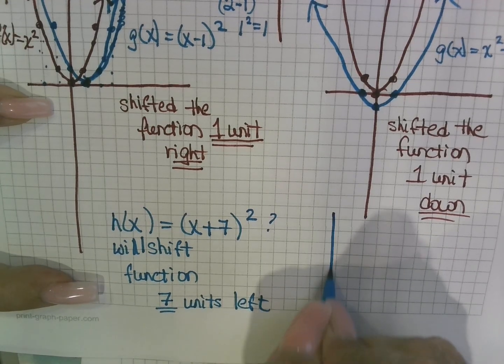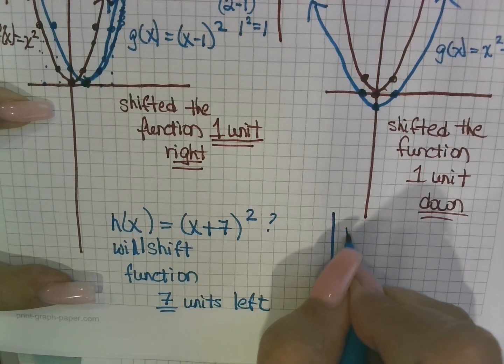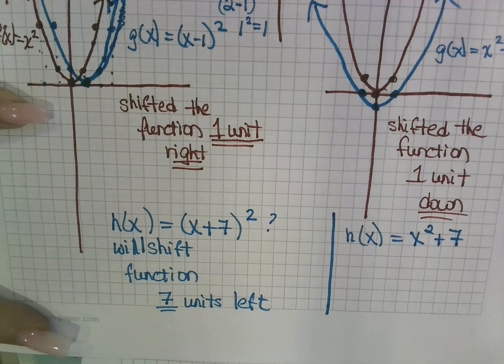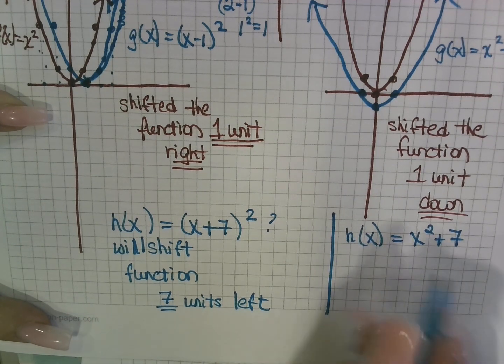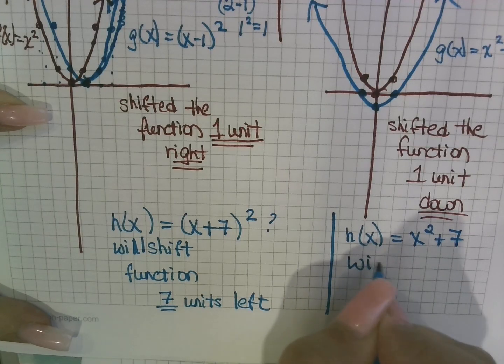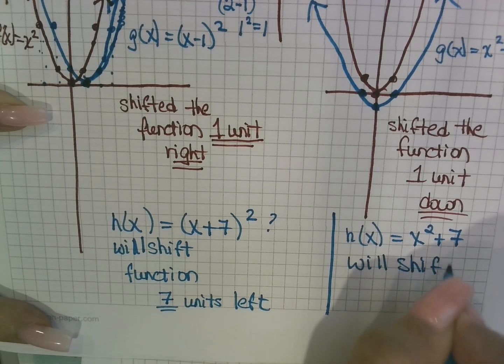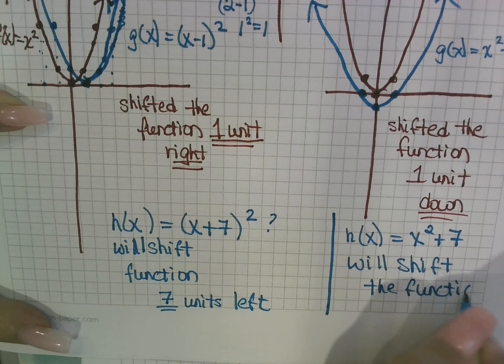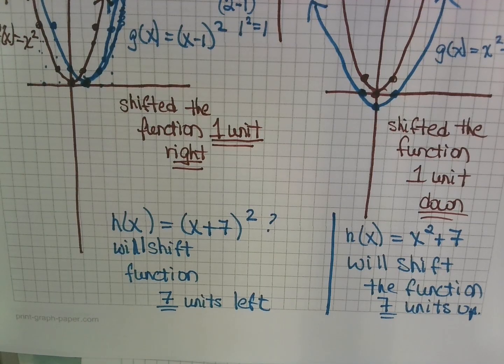Well, what about if we had h of x equals x squared plus 7, where the plus 7 is outside the function? If you answered, it will shift the function 7 units up, you are correct. All right? So these are our horizontal and our vertical translations.